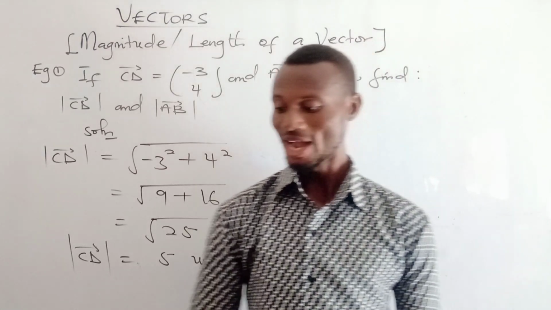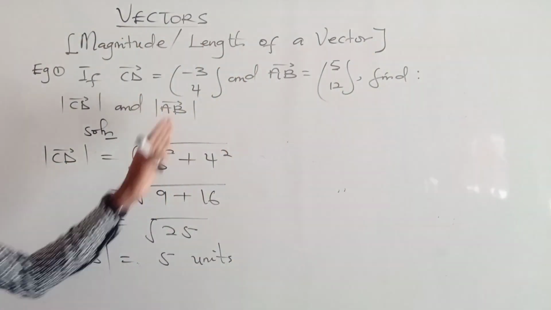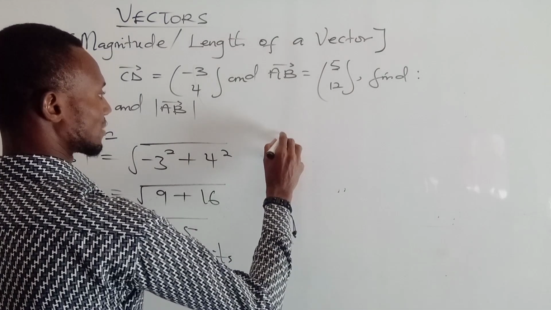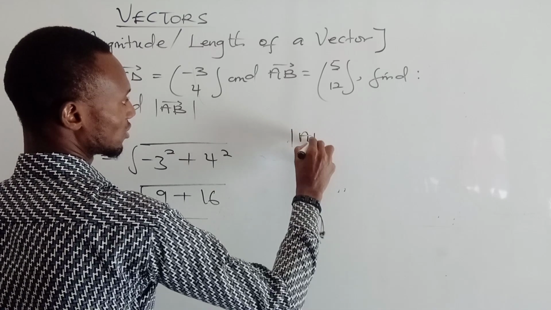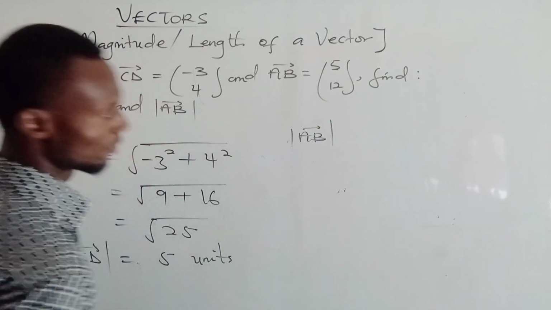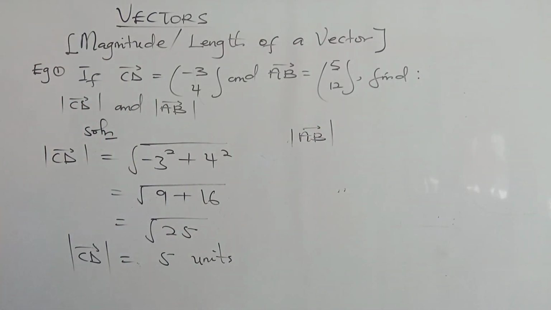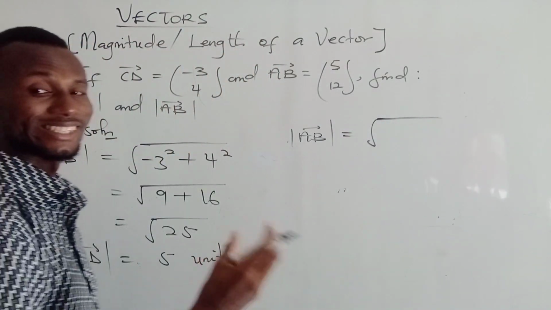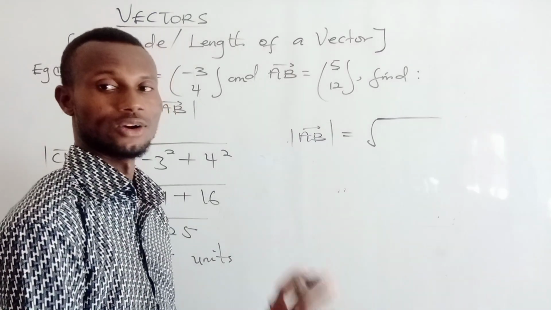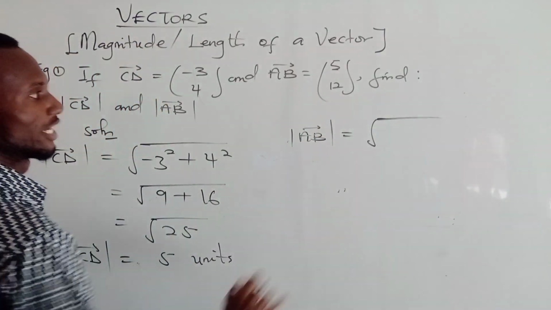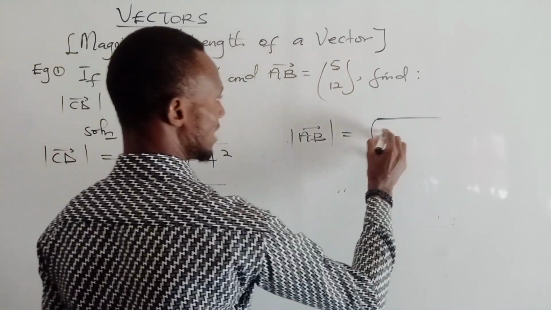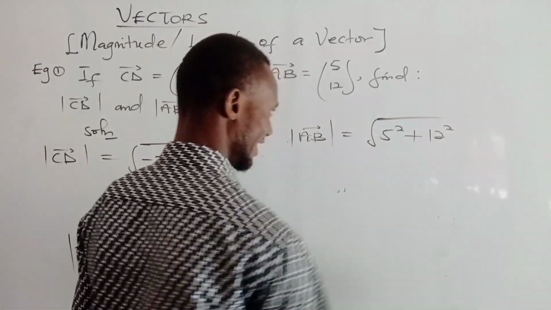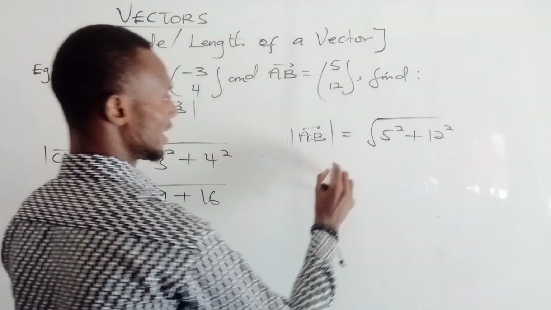So let's go ahead and find the magnitude of the vector AB as well. Let me write my AB down. The magnitude of vector AB will be equal to the square root of the sum of the squares of the components of the given vector AB. So this is your square root. Then you take the 5, you square it, plus you take the 12, you square it as well. Now let's go ahead and simplify.